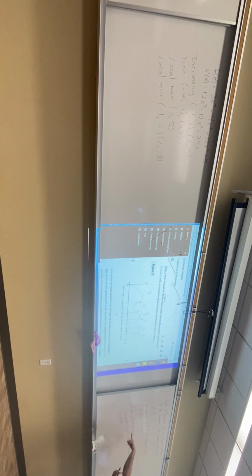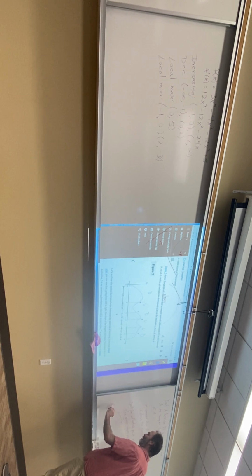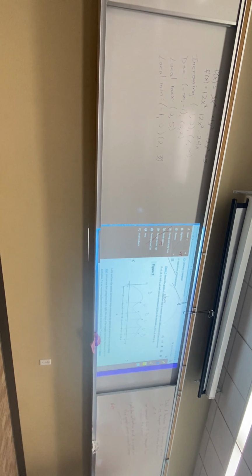So the note I want to add to this: the inflection points have to happen where the second derivative is 0 or does not exist. Now, what are the points called when the first derivative is 0 or does not exist? Those are the critical points. So when the first derivative is 0 or does not exist, those are critical points. When the second derivative is 0 or does not exist, that's where we get the inflection points.